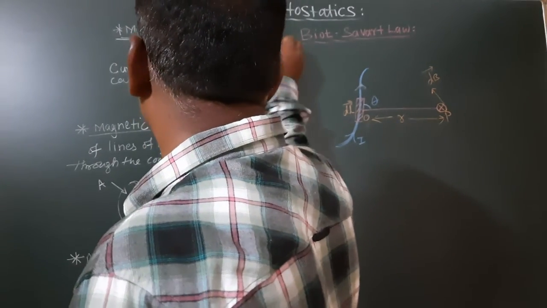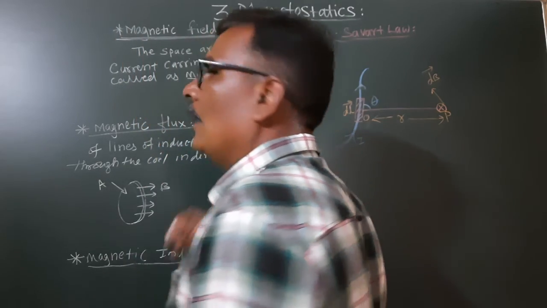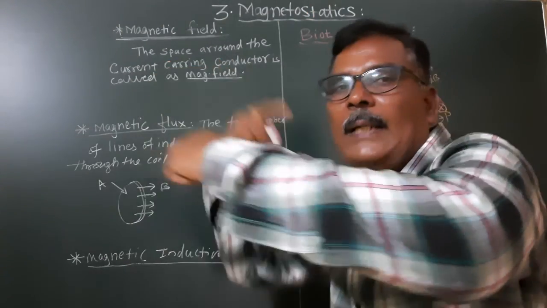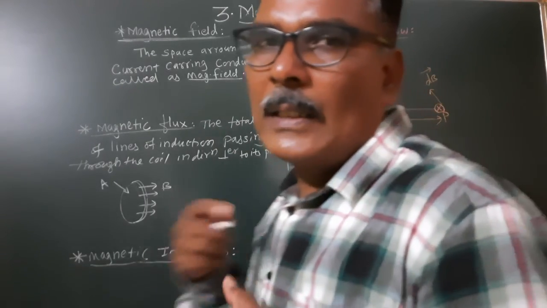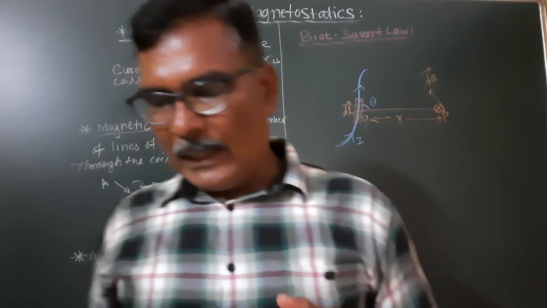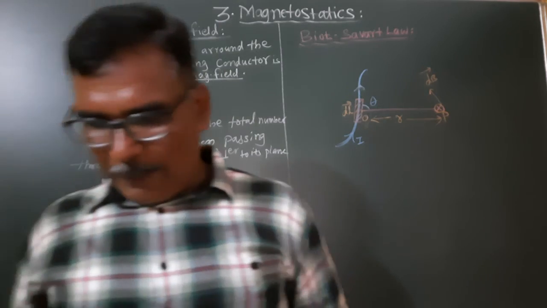The space around the current carrying conductor is called the magnetic field. Space around the current carrying conductor is called the magnetic field. Here, one more question may be asked on that.